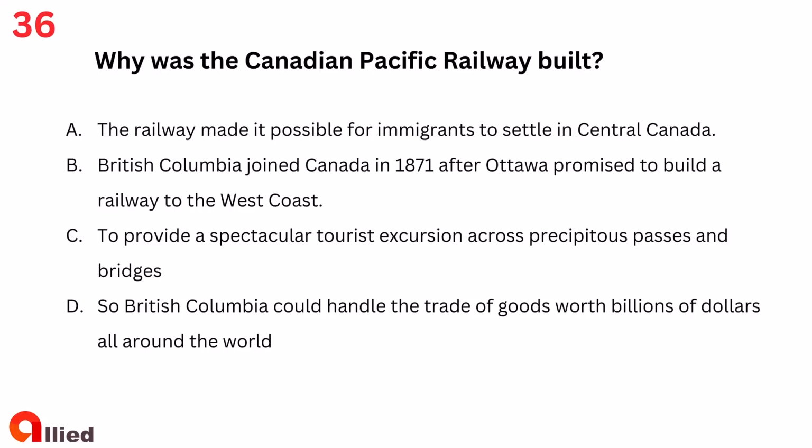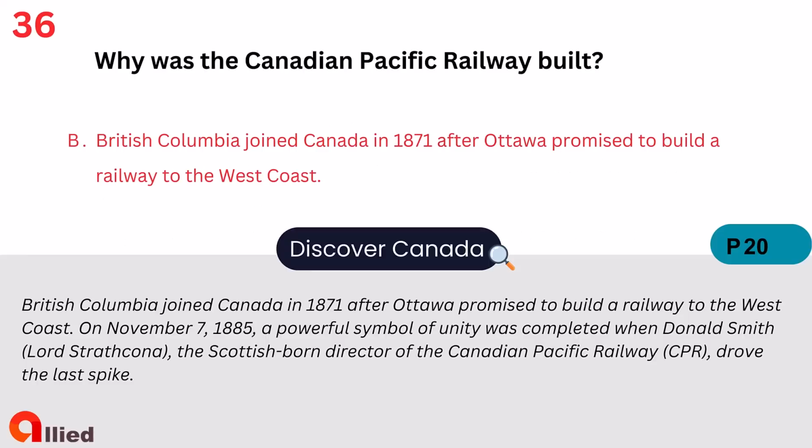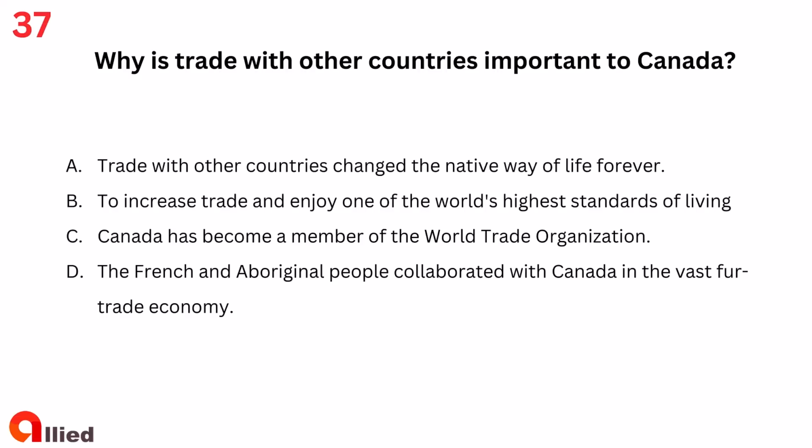A. The railway made it possible for immigrants to settle in central Canada. B. British Columbia joined Canada in 1871 after Ottawa promised to build a railway to the west coast. C. To provide a spectacular tourist excursion across precipitous passes and bridges. D. So British Columbia could handle the trade of goods worth billions of dollars all around the world. The answer is B. British Columbia joined Canada in 1871 after Ottawa promised to build a railway to the west coast.